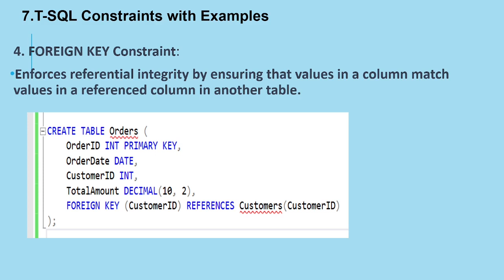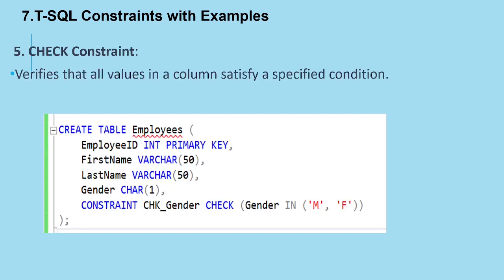So here you can see order ID as the primary key, and a foreign key related to the customers table. We saw that in the previous session. The check constraint verifies that all values in a column satisfy a specified condition. The check constraint will check whether gender is male or female before inserting the data. We will see each constraint with examples in future sessions.